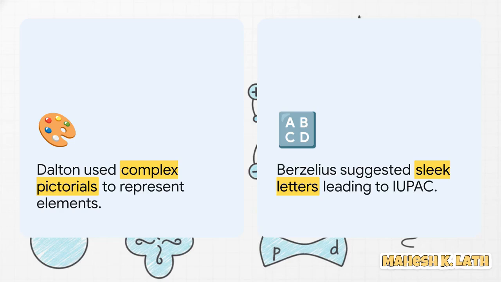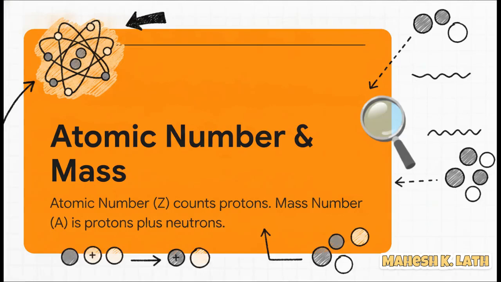This evolved into the super sleek IUPAC letter system we use today. 1 or 2 letters, first one capitalized, second one lowercase. It made international science completely seamless. But letters alone aren't enough. We really need to nail down an element's mechanics to uniquely identify it. We do this using 2 key definitions.